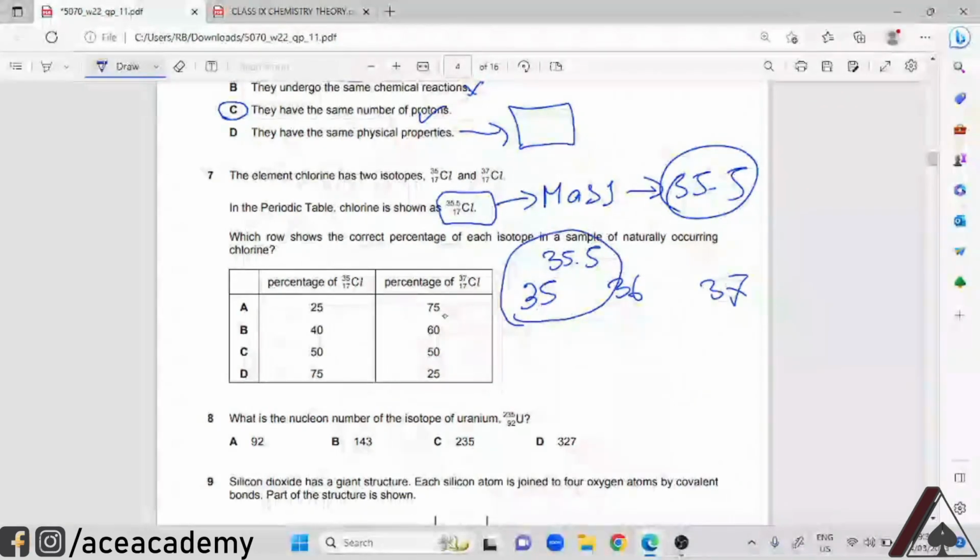As a result, we are sure that the number of chlorine 35 atoms is more than the chlorine 37 atoms in a given sample. So we can be sure that the percentage of chlorine 35 atoms is more in a sample than chlorine 37. So option A is not the answer, option B is not the answer, option C is not the answer, and option D is the answer.